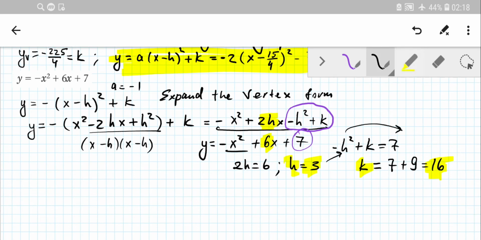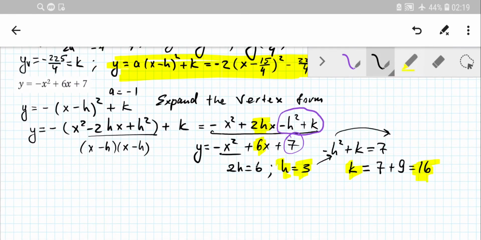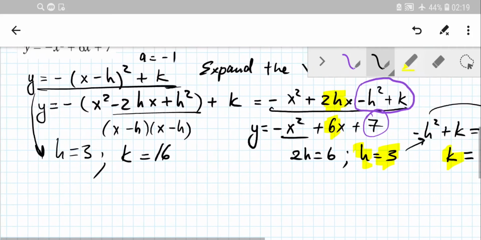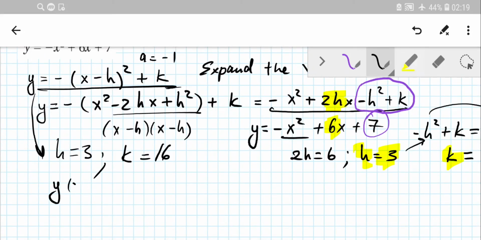So now we just can come back to the general vertex form here, and using h and k values, so h is 3, k is 16, we can plug back and figure out the true vertex form for our case. So it will be negative x minus 3 squared and plus 16.